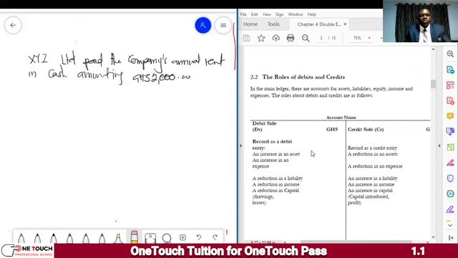Good. Now, what did I say? XYZ Limited paid the company's annual rent in cash amounting to what? 2,000. Good. Now, what does it mean? If the company paid rent, it means that there is going to be an increase in what? In expense, which is what? Rent. Okay. So this transaction is going to lead to what?